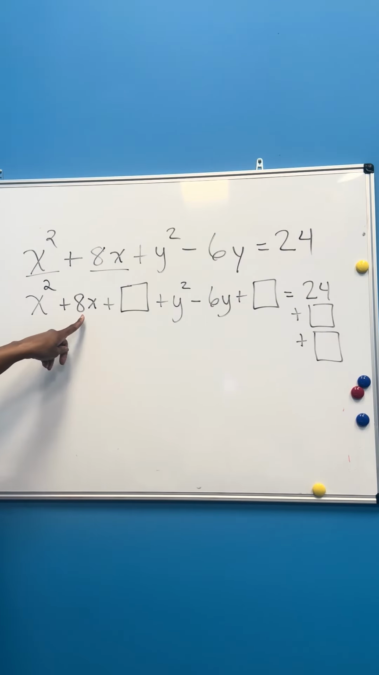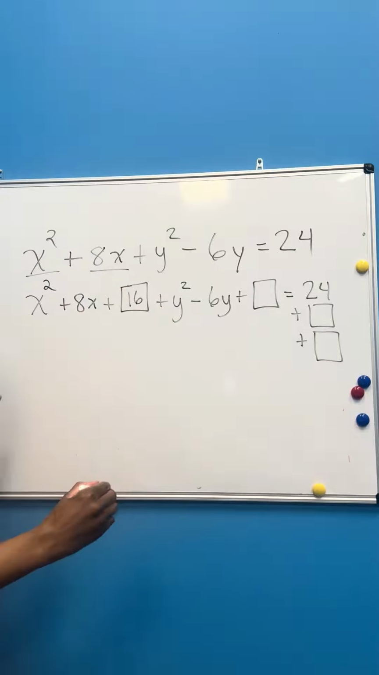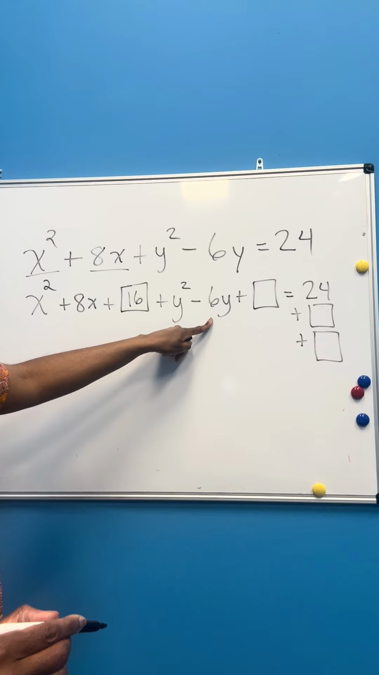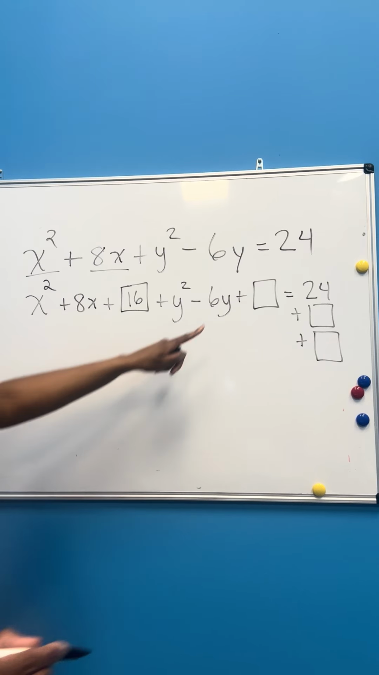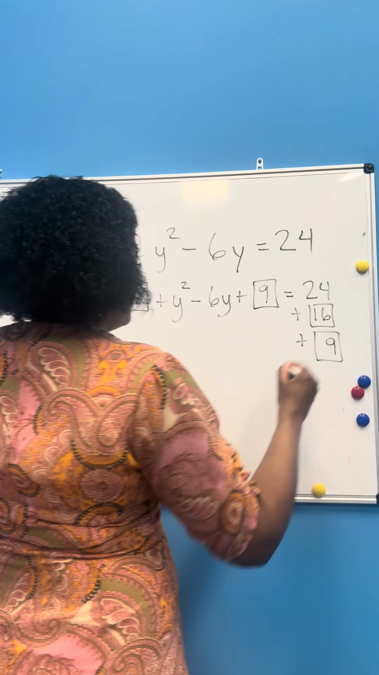Now, what goes in the blank when you complete the square is you take this middle term and divide it by 2. 8 divided by 2 is 4, and then you square it, so that's 16. And you take this one, -6, and divide it by 2. -6 divided by 2 is -3, and you square it, and that's 9. And those numbers will also go here.